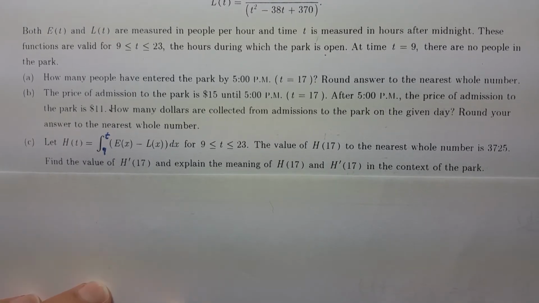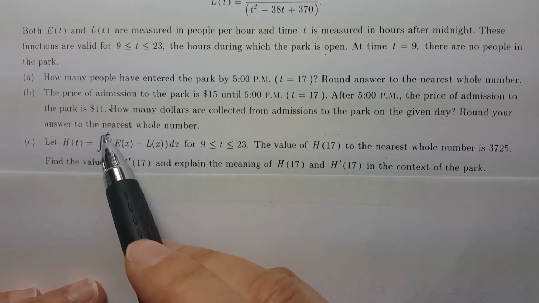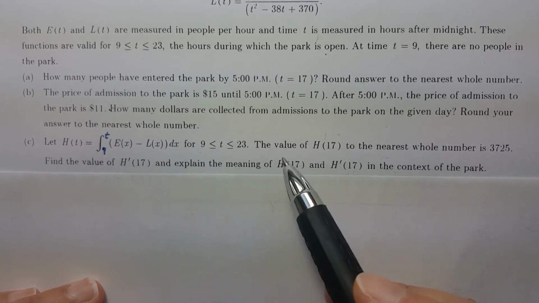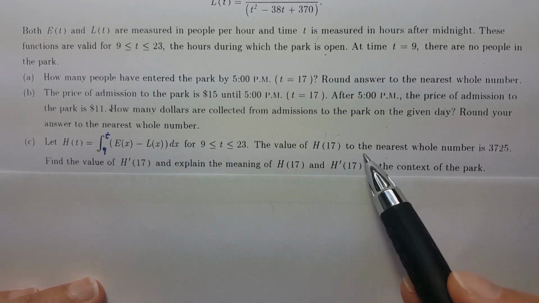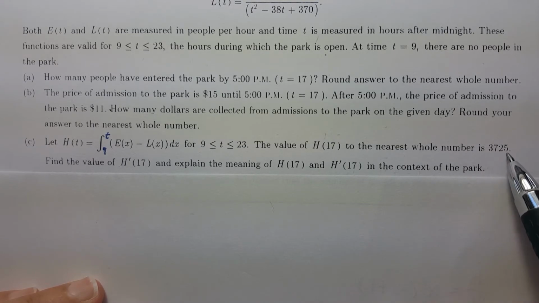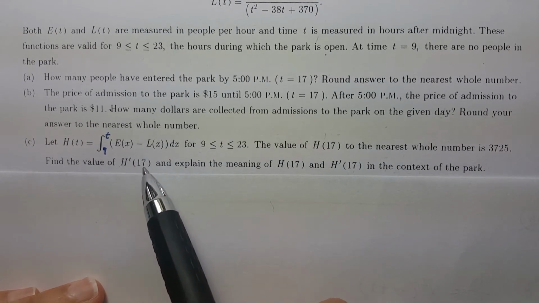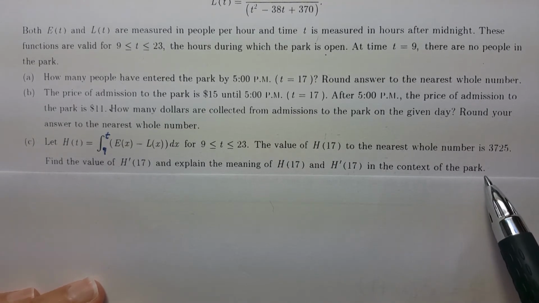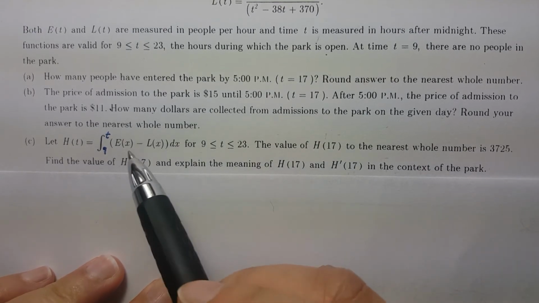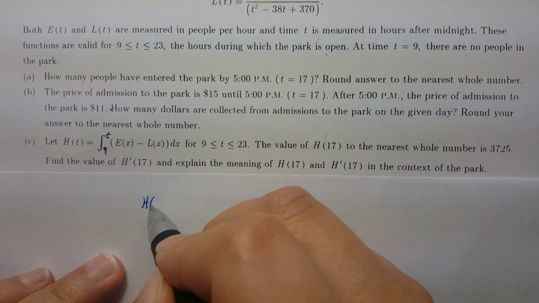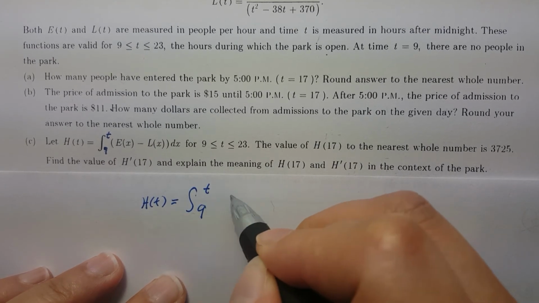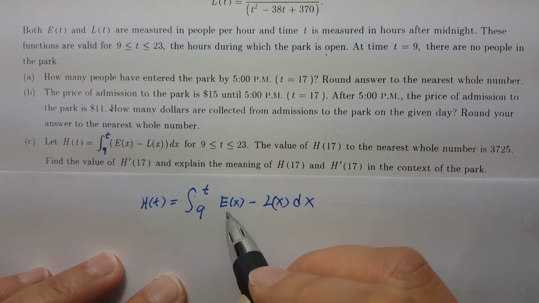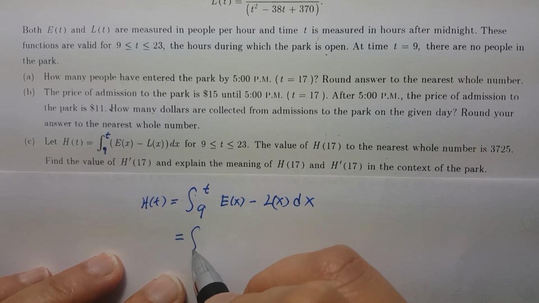1C. The question said that let H of t equal the integral from 9 to t of E of x minus L of x dx for the time interval 9 to 23 inclusive. The value of H of 17 to the nearest whole number is 3,725. Find the value of H prime of 17 and explain the meaning of H of 17 and H prime of 17 in the context of the park. So now let's take a look at this function and see what it means first. We get H of t equal to the integral from 9 to t of E of x minus L of x dx. The rate in and rate out. So basically it means this.